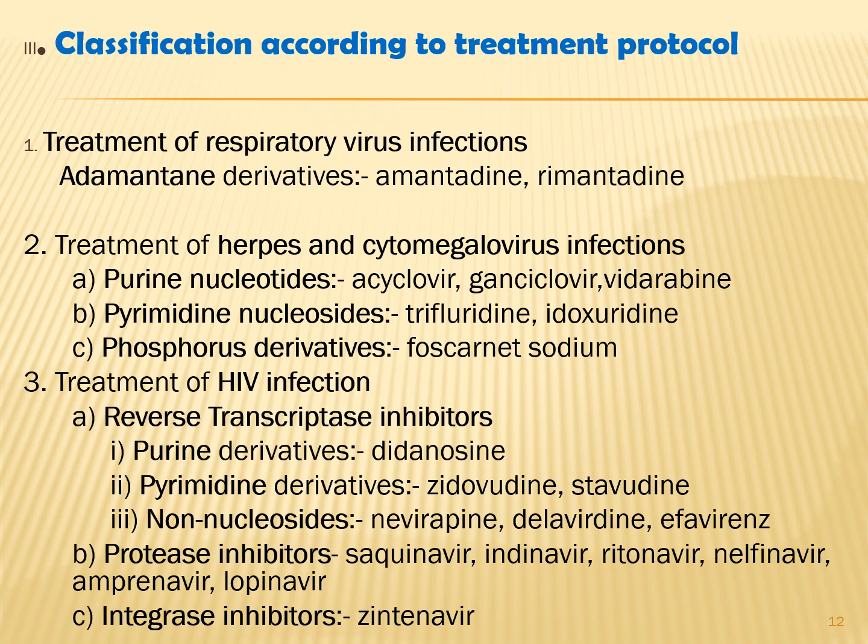Reverse transcriptase inhibitors like purine derivatives, didanosine; pyrimidine derivatives, zidovudine, stavudine; non-nucleosides, nevirapine, delavirdine, efavirenz, etc. Then protease inhibitors: saquinavir, indinavir, ritonavir, nelfinavir, amprenavir, lopinavir. Then integrase inhibitors: raltegravir. So this is all about the classification. So it's very important.